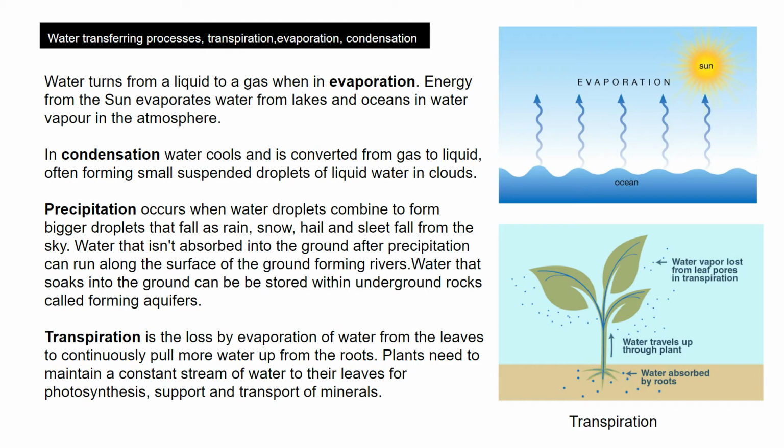Precipitation is the name given to rain. Precipitation includes rain, hail, sleet, and snow. These are all ways that liquid or solid water, in the case of ice, can fall back to earth.